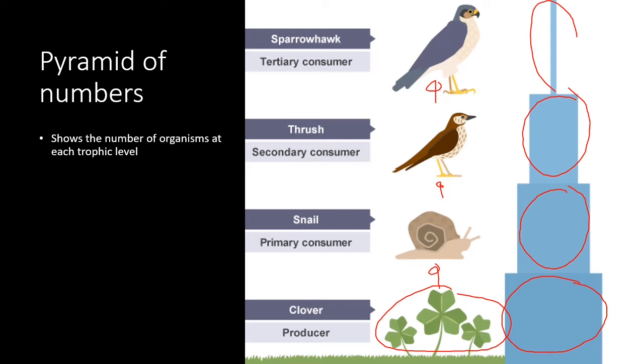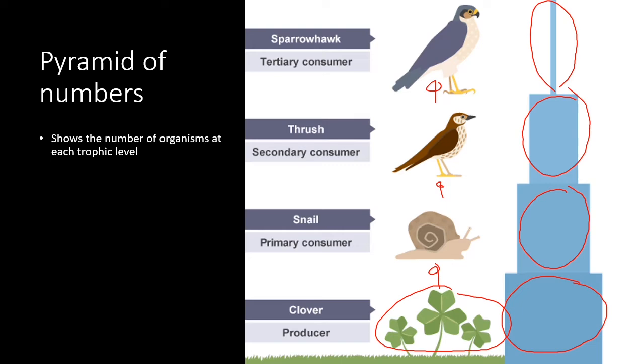So we have our pyramid numbers here then. Now, normally the bars wouldn't be quite as wide as that, but you get the general idea here. Now, there is a problem, however, with pyramid numbers. Sometimes we get an odd shaped pyramid, okay?